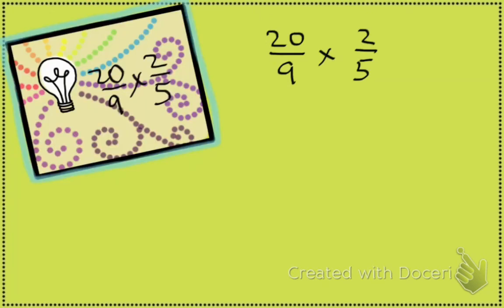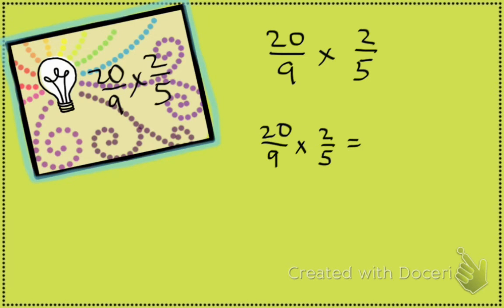Alright, let's take a look at this other example. As you can see, we have fractions that are larger. 20/9 times 2/5. We can still multiply our numerators by numerators and denominators by denominators, but we have another way of multiplying these fractions. So let's rewrite our fractions here. 20/9 times 2/5. What we will do here is cross cancel.